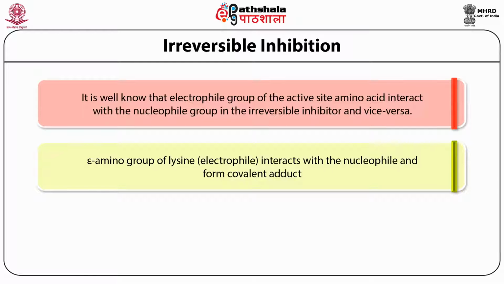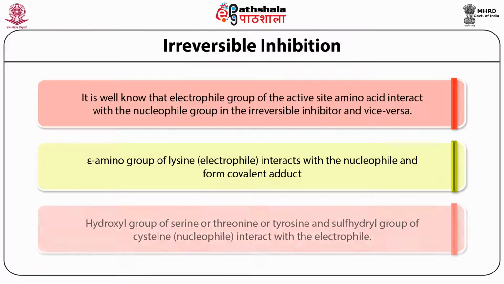For example, lysine, you know that it has a positively charged epsilon amino group. It will interact with the nucleophile by forming a covalent adduct, and the well-known Schiff base is one of them. The second one is the hydroxyl group, in serine, threonine and tyrosine, which has a negatively charged oxygen. Similarly, the sulfhydryl group of cysteine, they are all nucleophiles, so they interact with the electrophile.